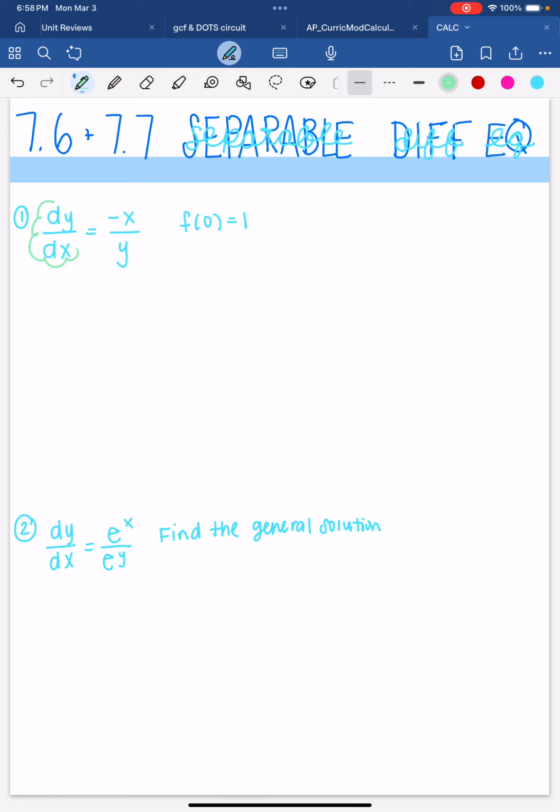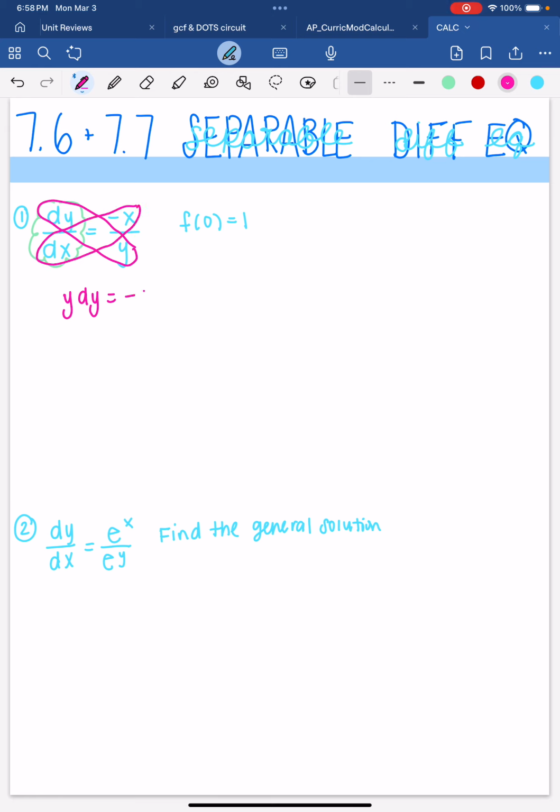And remember, our goal is to separate and integrate. We want to get the y's with the dy's, the x's with the dx's. And you can only use multiplication and division. So you can either rearrange this in your head or watch how I'm going to do this. This is going to become y dy when I cross multiply, and then you're going to get negative x dx.